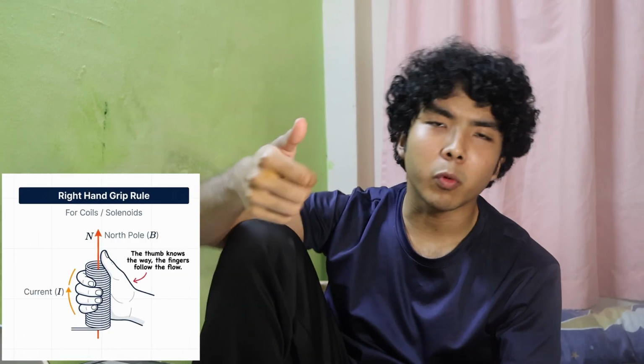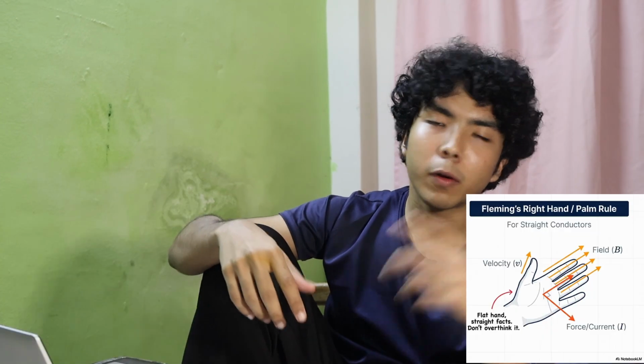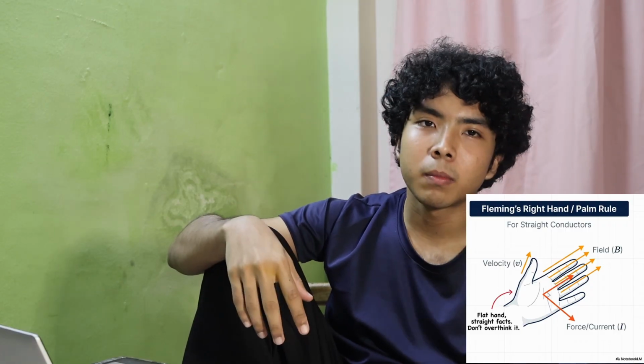We use right hand grip rule to find direction of magnetic field. For a straight conductor, use right hand palm rule. Don't use wrong hand. If you use left hand, that is for toilet, not for physics.